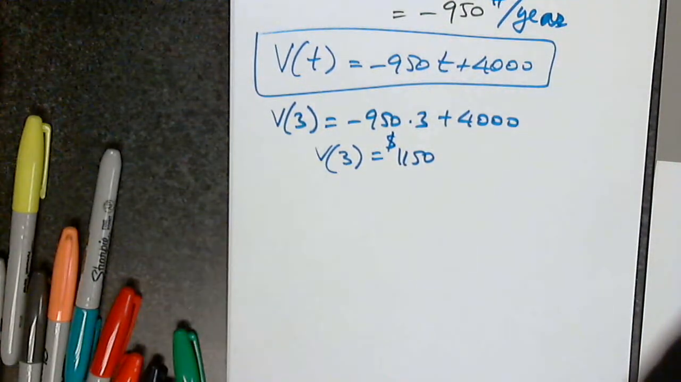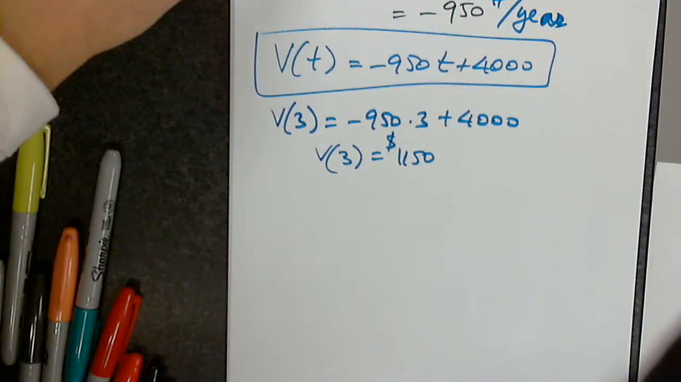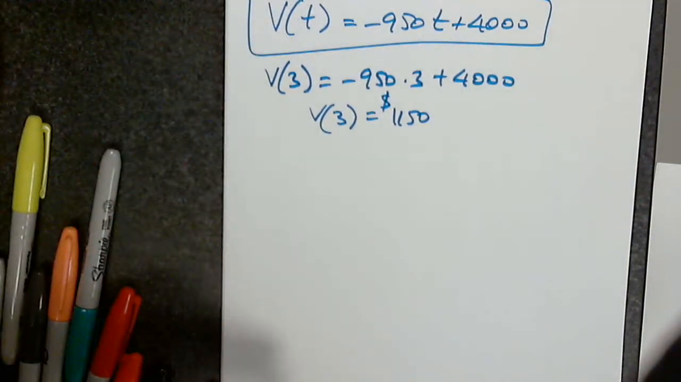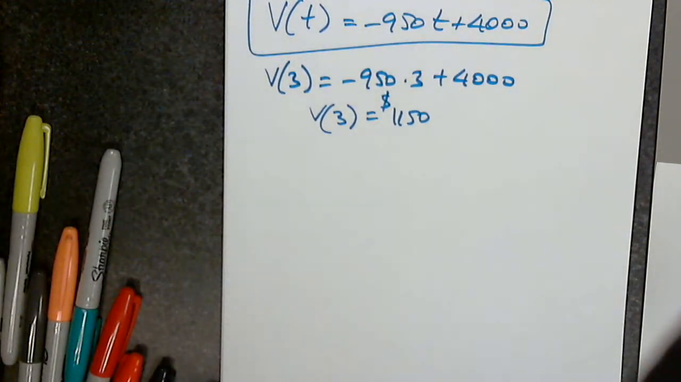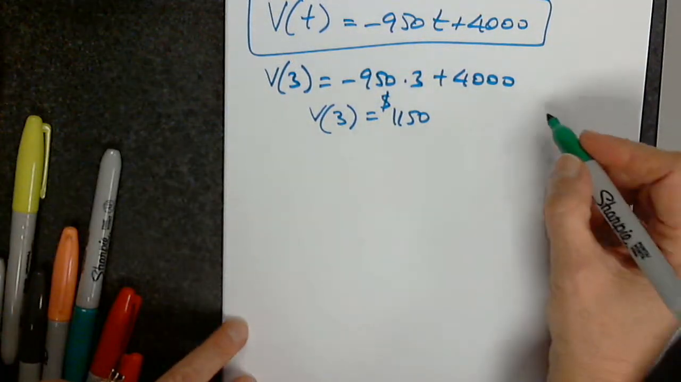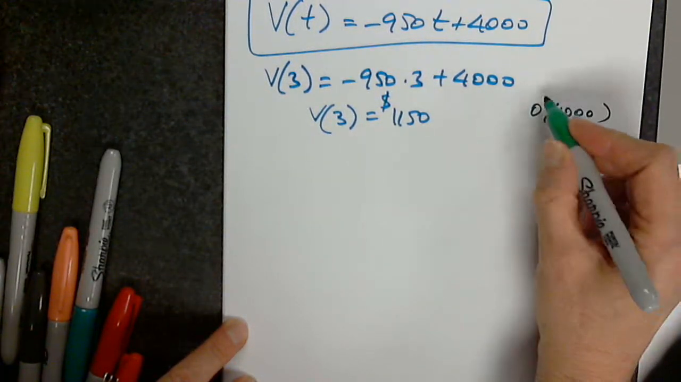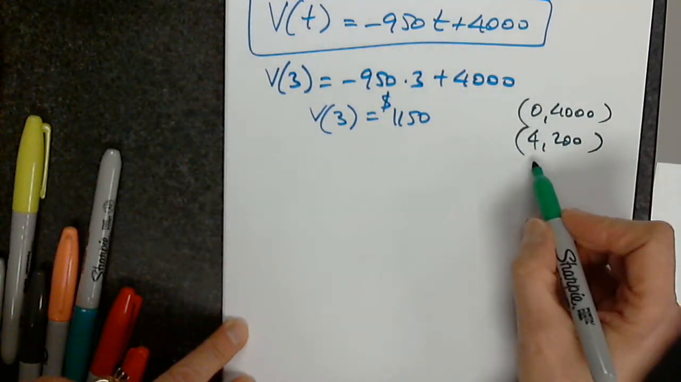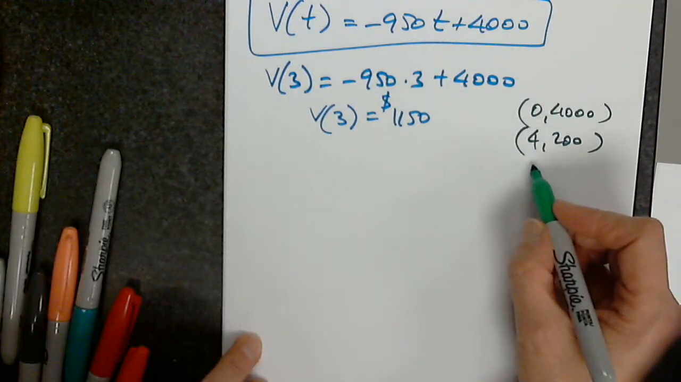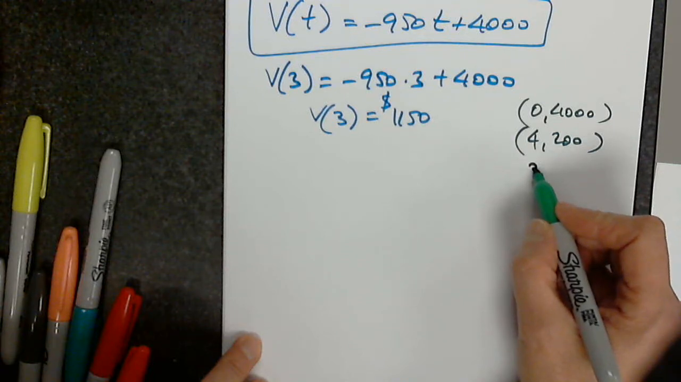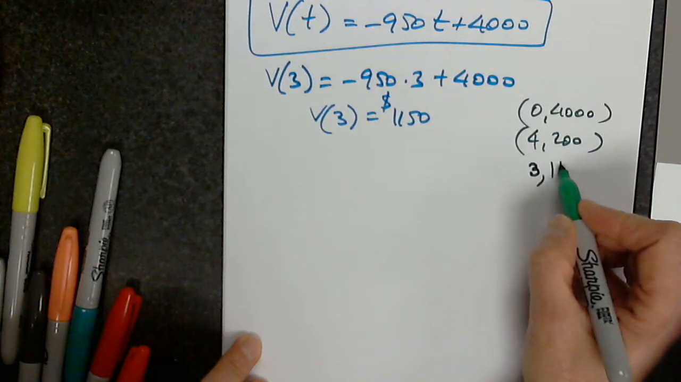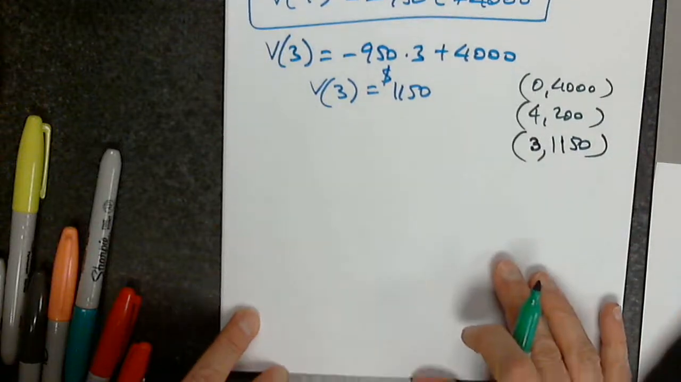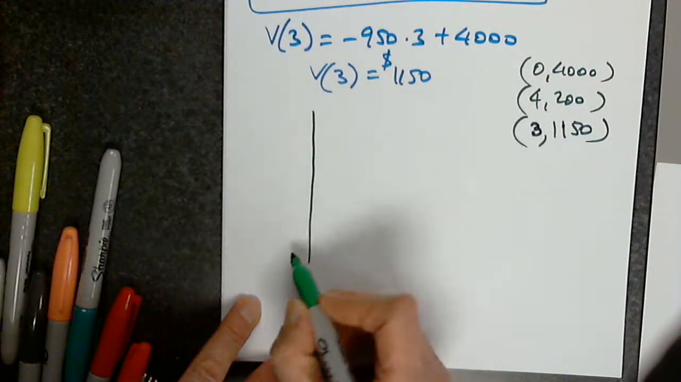And this is dollars. Good. So now, I already have more than I need. I have actually 3 points, right? I have the point 0, 4,000. I have the point 4, 200. And I also have the point from here. Which point? 350. That's more than I need.